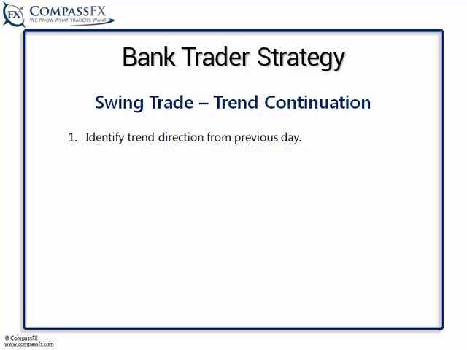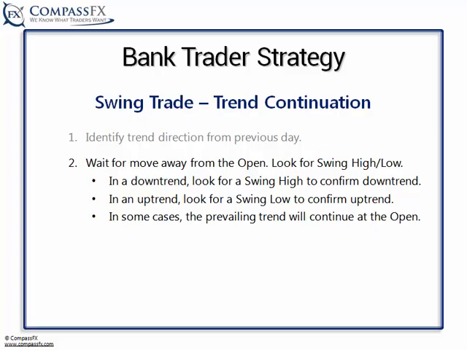To swing trade a trend continuation, we want to identify the trend direction from the previous day. We're going to wait for a move away from the open. We're going to look for a swing high or a swing low. In a downtrend, look for a swing high to confirm a downtrend. The swing high will most likely be lower than the previous swing high. In an uptrend, look for a swing low to confirm an uptrend. This swing low should be higher than the previous swing low.